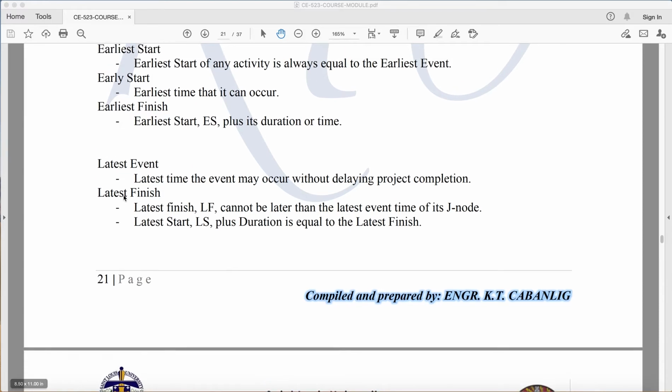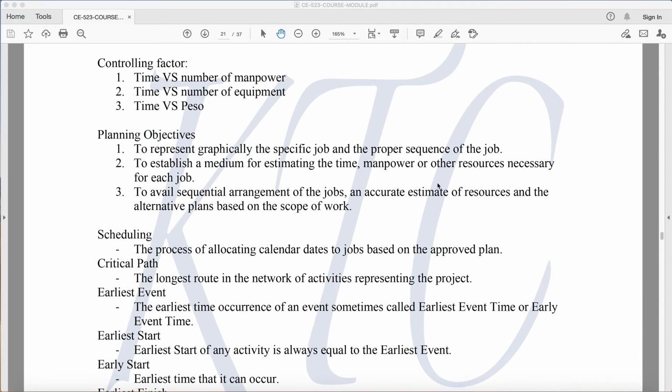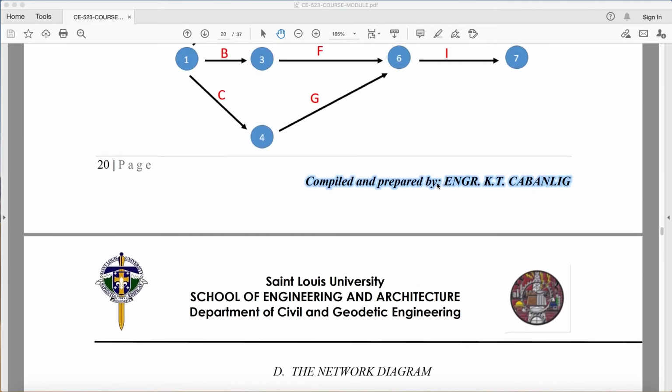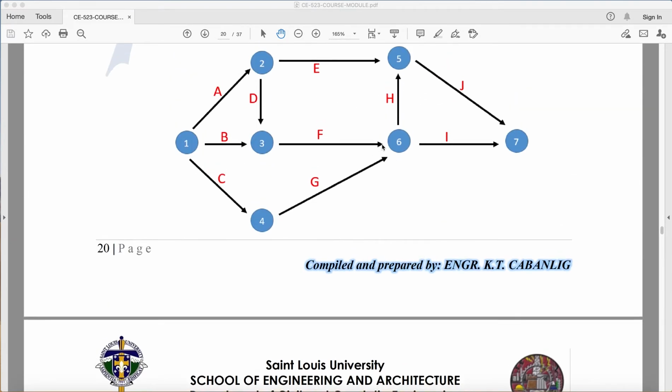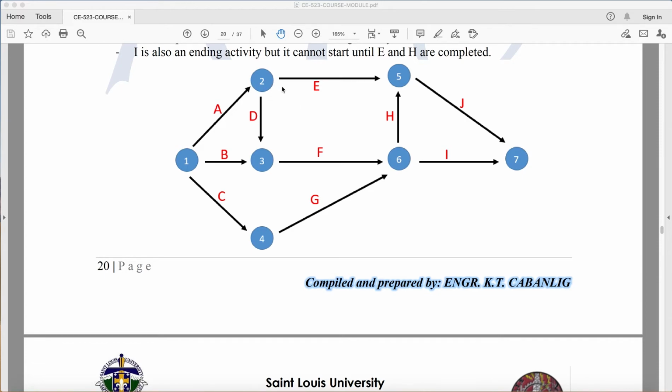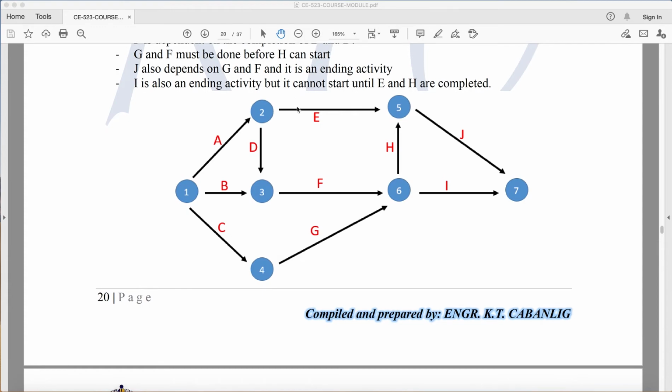Okay. Now, what is a late event? So, the latest time the event may occur without delaying the project completion. Now, for example, there are two parallel activities here. You have here activity E and activity F. Now, activity E has a duration of 8 days, while activity F has a duration of 10 days.